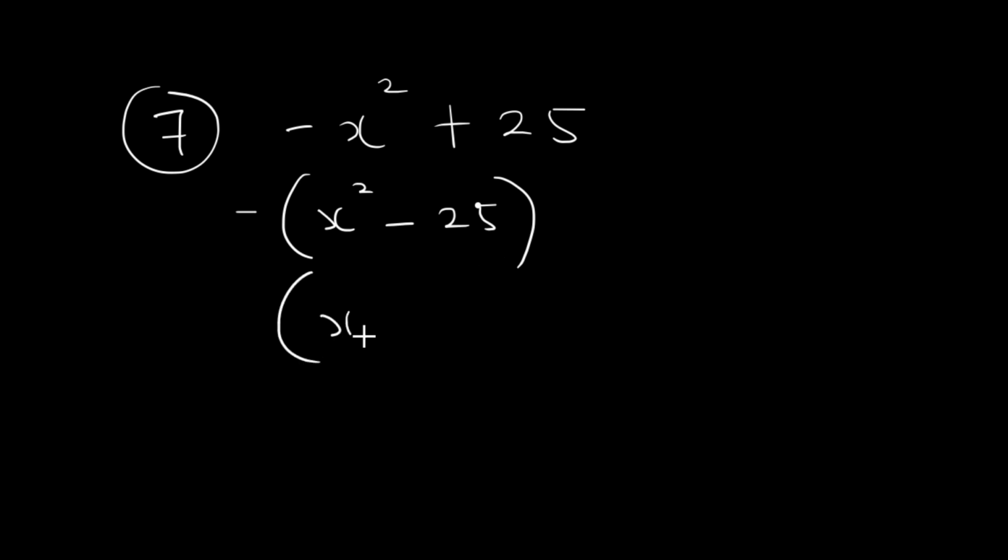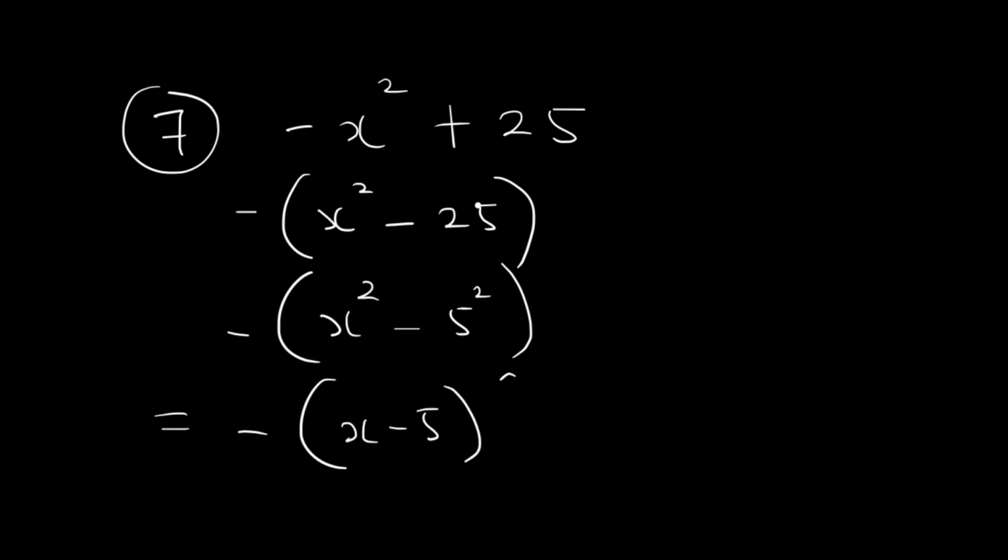And this, we can rewrite to be x squared minus 5 squared. This is now in form of difference of two squares. So we'll have x minus 5 and x plus 5. And this is our answer.